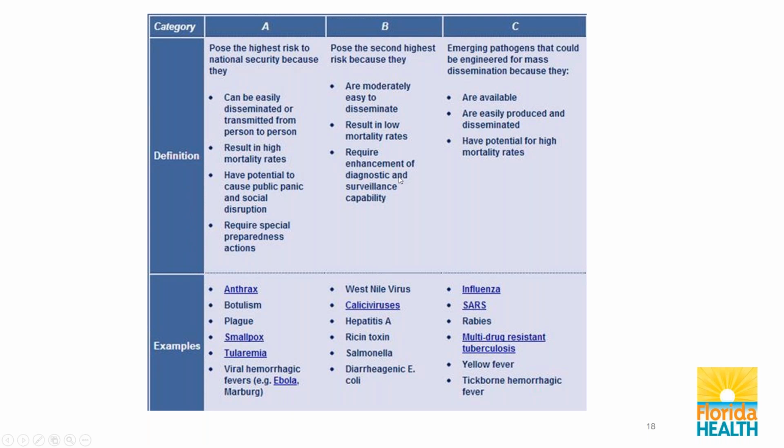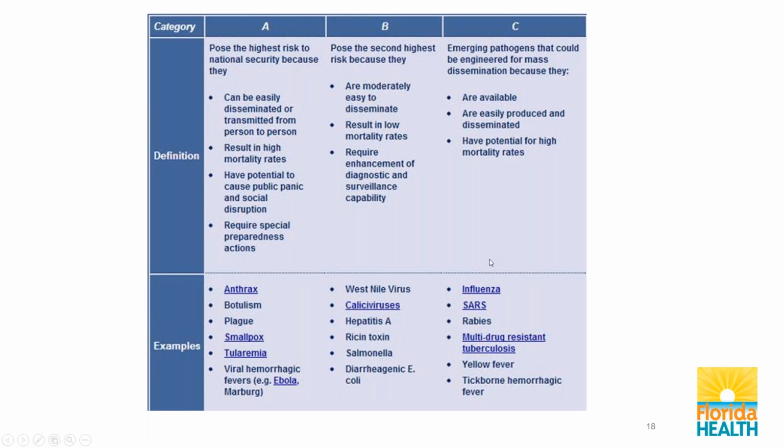For Category B, they pose the second highest risk because they are moderately easy to disseminate, result in low mortality rates, and require enhancement of diagnostic and surveillance capability. Here we have West Nile virus, calicivirus, Hep A, ricin toxin, salmonella, and diarrheagenic E. coli. And then for Category C, these are the emerging pathogens that could be engineered for mass dissemination because they are available, easily produced and disseminated, and have the potential for high mortality rates.